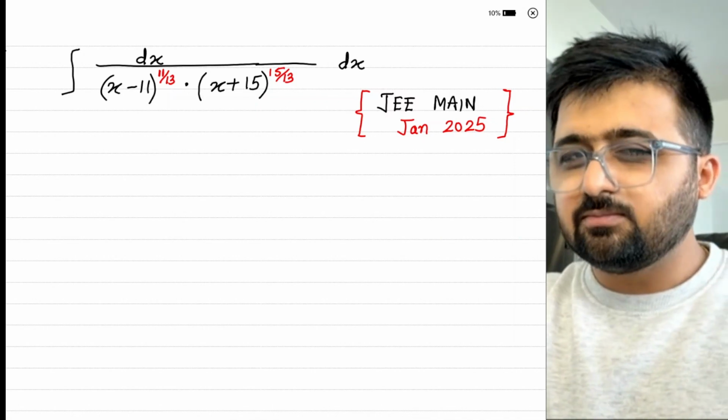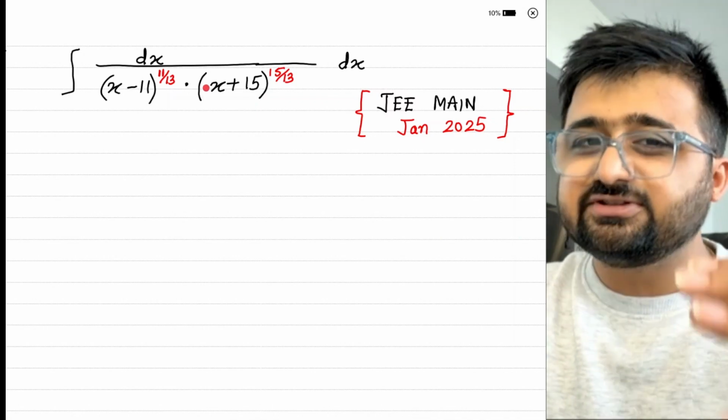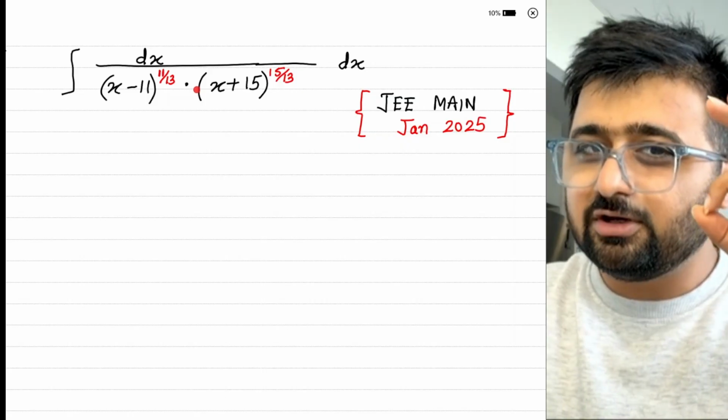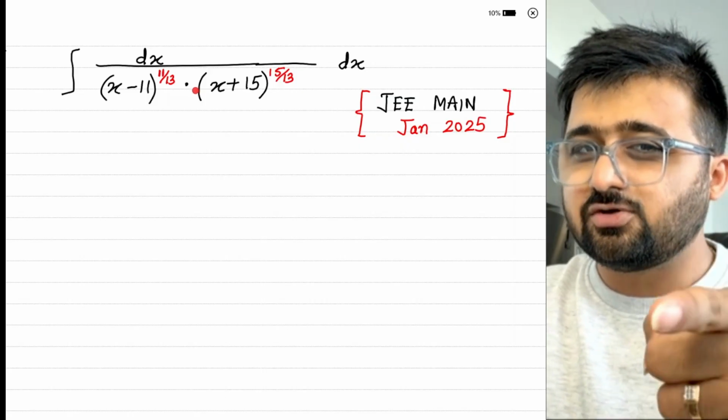This integral looks like the most difficult integral in the world, but the solution of this integral is so straightforward that you will fall in love with how this integral will turn out. Make sure you watch this video till the end.